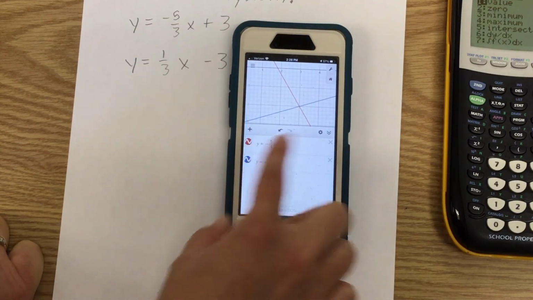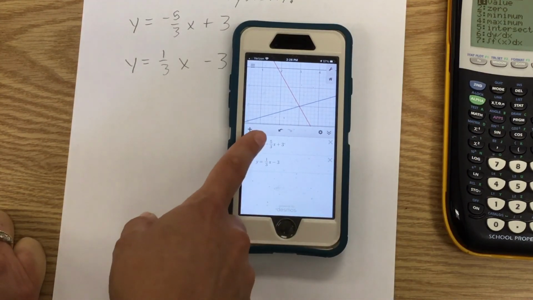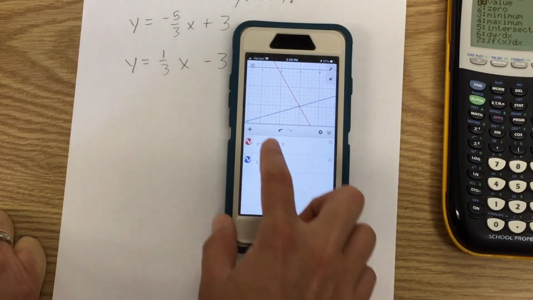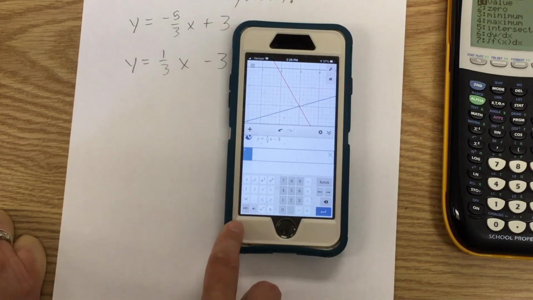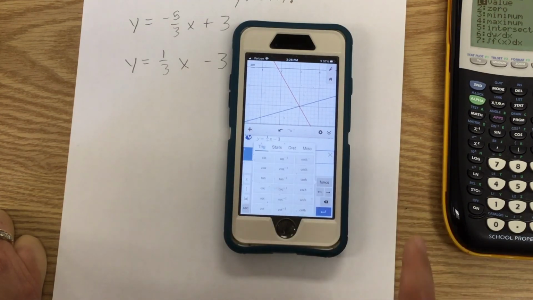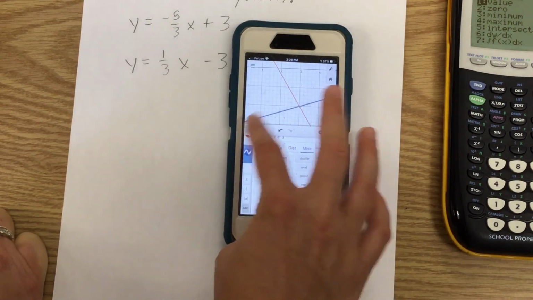Remember on Desmos, just like the calculator, in order to get fractions, you just use the division. So 5 divided by 3. And on Desmos, you also have X and Y buttons right here. If you ever need anything else, you've got more functions here, and in miscellaneous, there's some other stuff. So there's quite a bit in there. Okay.